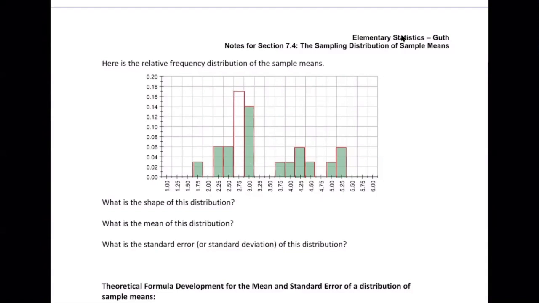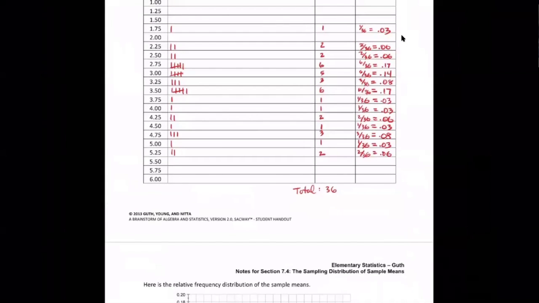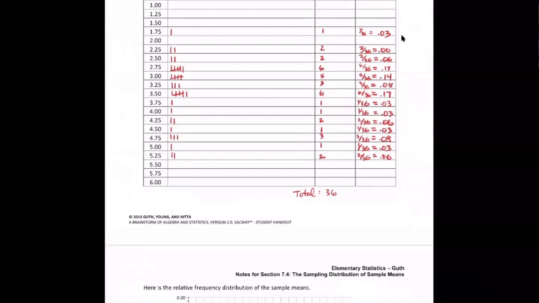In short runs, these are far from perfect. Best we can do with a short run. So that was 2.75. And then another one at 3.25. Look at 3.5.